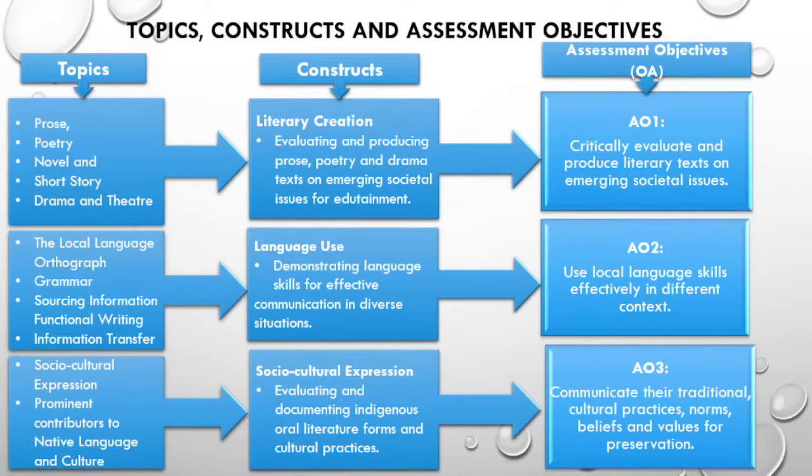Then next, we have the topics that make up socio-cultural expressions. The first topic is prominent contributors to native language and culture. Then we have socio-cultural expression. In other words, there we should be having oral literature, aspects of folk tales, and aspects of traditional and cultural practices that form what you're calling socio-cultural expression.